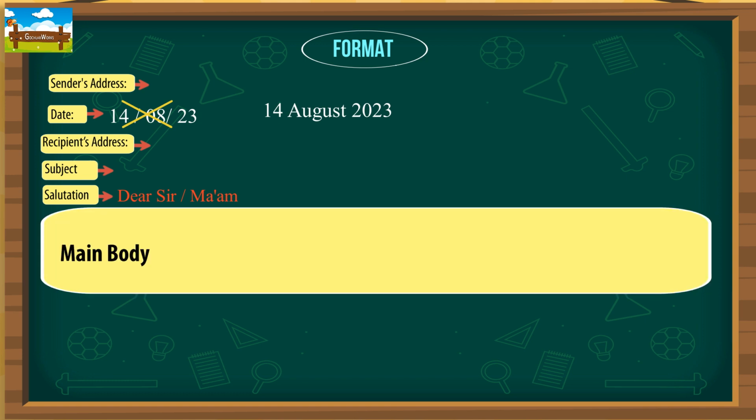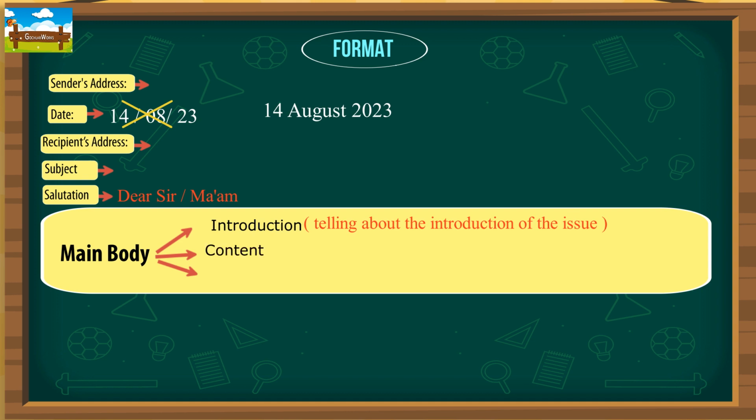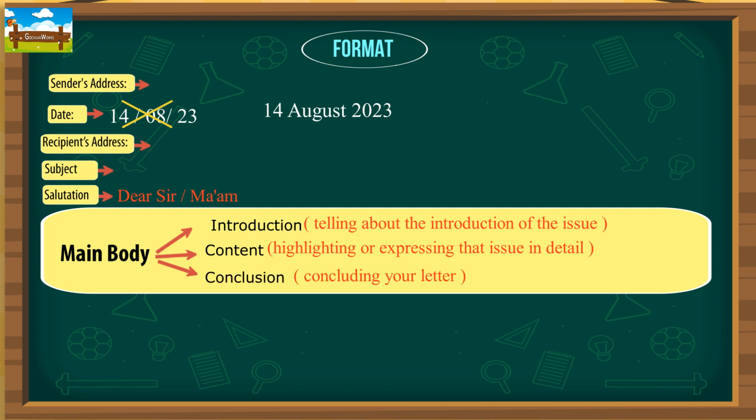Body of the letter. This is where you explain your reason for writing. The main body can be divided into 2 or 3 paragraphs. Generally, when I write a letter, I divide it into 3 paragraphs. First is the introduction, telling about the introduction of the issue. Second is the content, highlighting or expressing that issue in detail. And third is your conclusion, that is, concluding your letter.